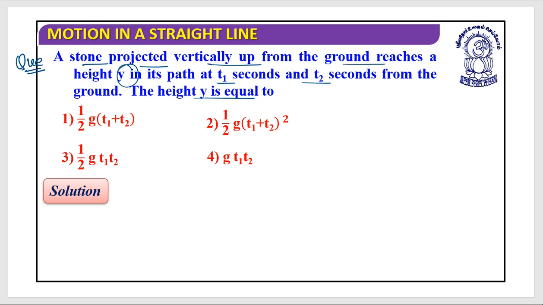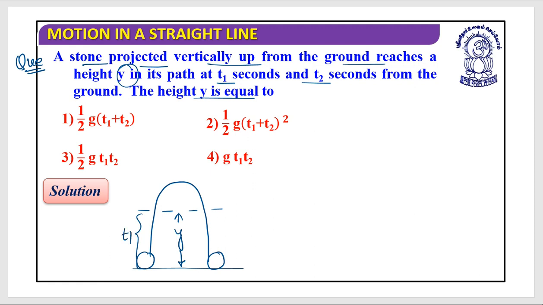How can you do this? First, have a sketch of it. It is something like this. This is the height y, where it is available at two different times of its journey. One of the times is t1, and another time, from here to here, is t2. What you require is y.